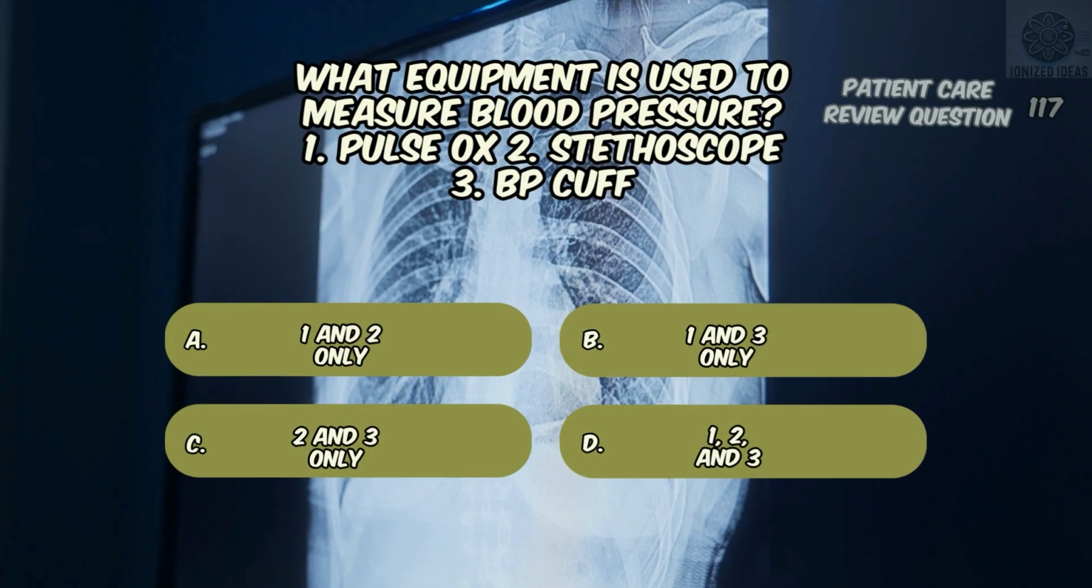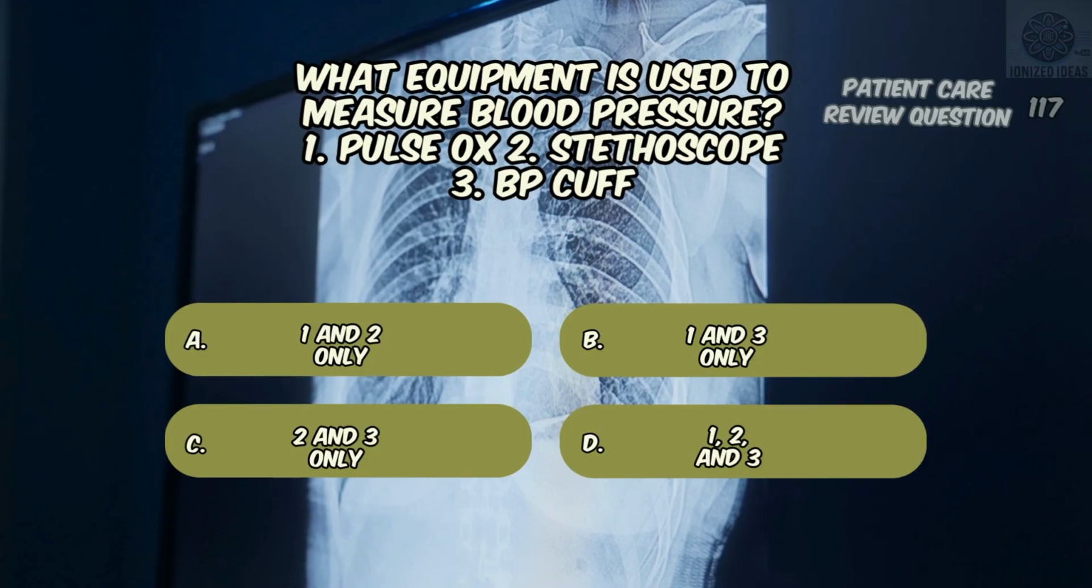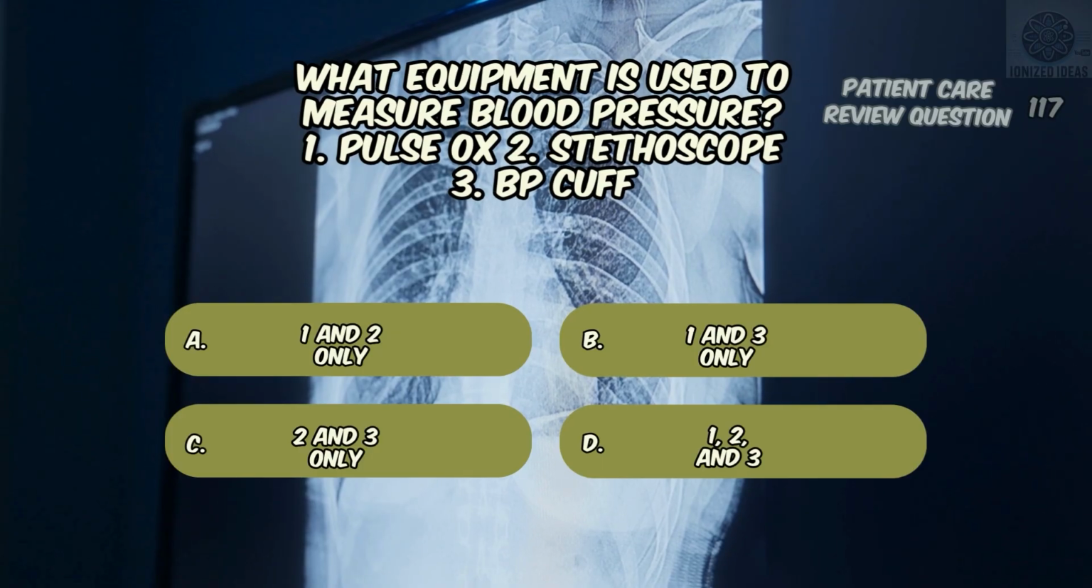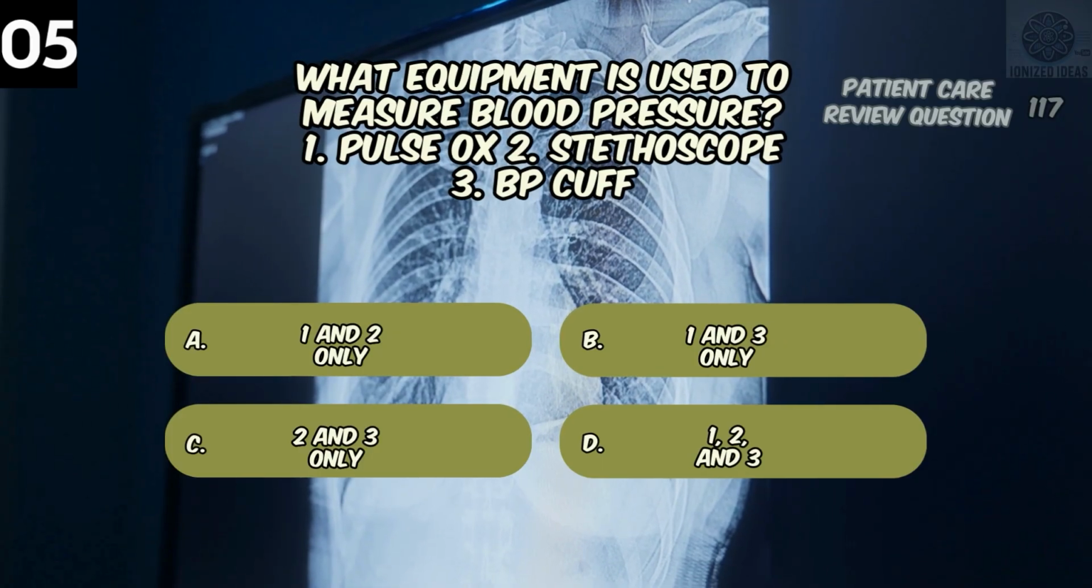What equipment is used to measure blood pressure? 1. Pulse ox. 2. Stethoscope. 3. BP cuff. A. 1 and 2 only. B. 1 and 3 only. C. 2 and 3 only. D. 1, 2, and 3.